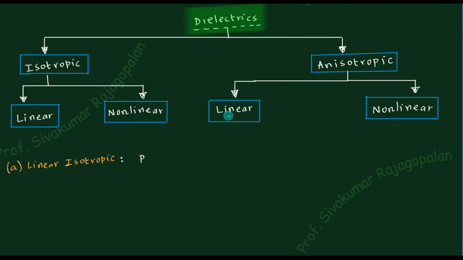Linear means electric field to the power 1. Non-linear means electric field to the power 1, power 2, power 3, any power. So therefore, now you see which is easy and which is difficult. Linear is easy, non-linear is difficult. Isotropic is easy, anisotropic is difficult to deal with. By difficult, what I mean to say is, the equations will get a little complicated and lengthy. But ultimately, coming to the understanding point, it's all fine.